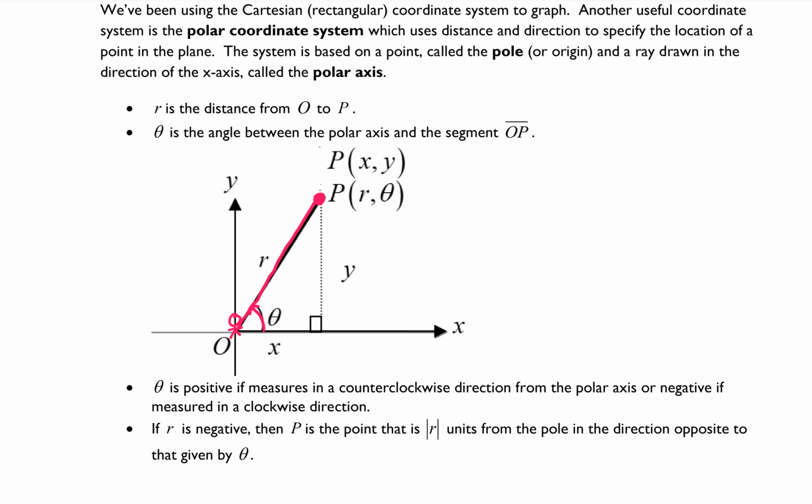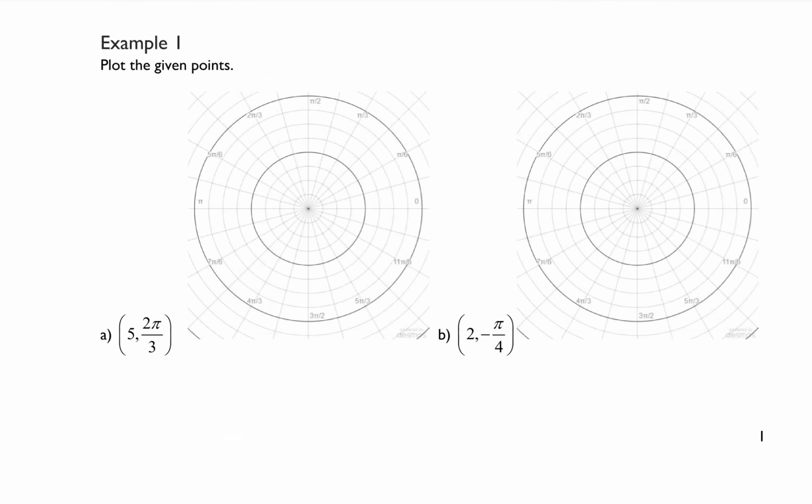Let's go ahead and look at an example. Example 1 says, plot the given points. Part A wants us to plot the ordered pair 5, 2 pi over 3. Now remember, this value here represents r, and this value here represents theta. So if we start at the pole, we want to rotate 2 pi over 3, and this plane is nice because it shows us the angles here. So we've located 2 pi over 3.